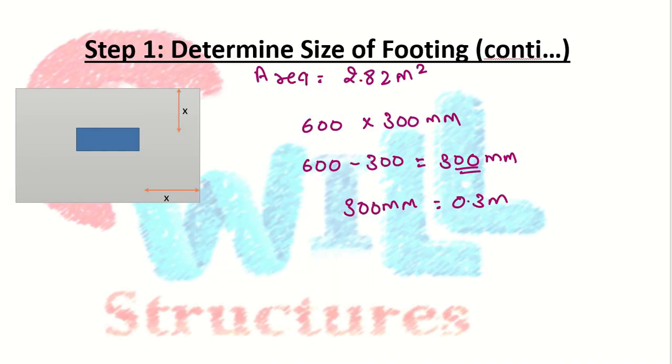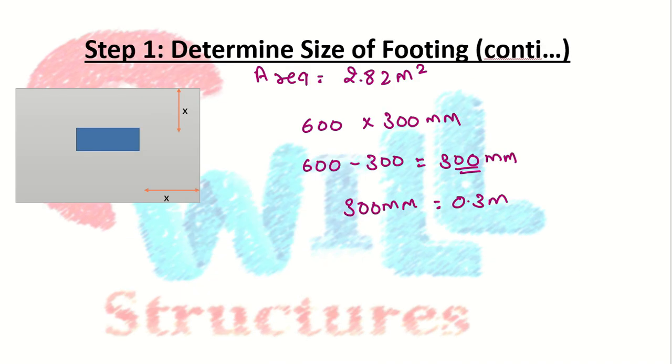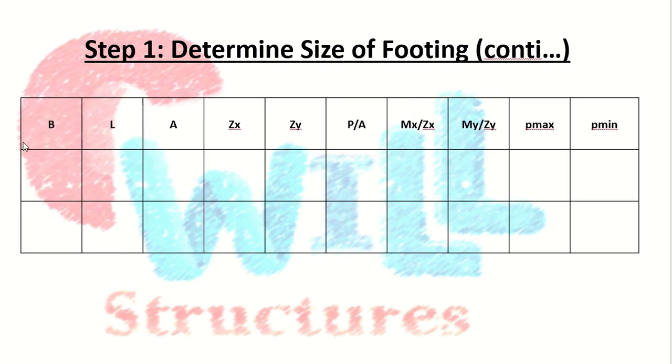So I hope you understand both criteria. With the help of that, let's choose the foundation dimension. I'm taking first B as 2 meter and L as 2.3 meter. As you know, we have to keep the difference between the two dimensions at least 0.3 meter, right?